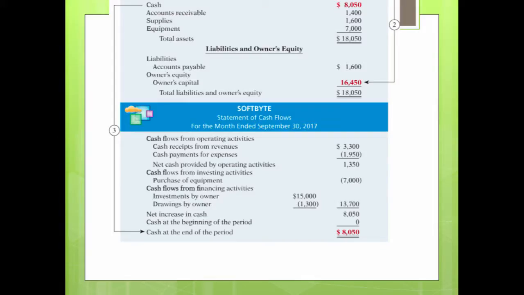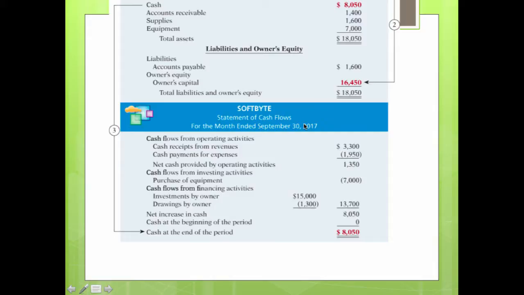Now the last statement is the statement of cash flows. Remember that this is not covered in chapter 2, but I wanted to share this with you as well since you will eventually have to deal with this statement. So I'll show it to you now. This statement shows how much cash is coming in and out of the business for a particular period. In this case, for the month of September.